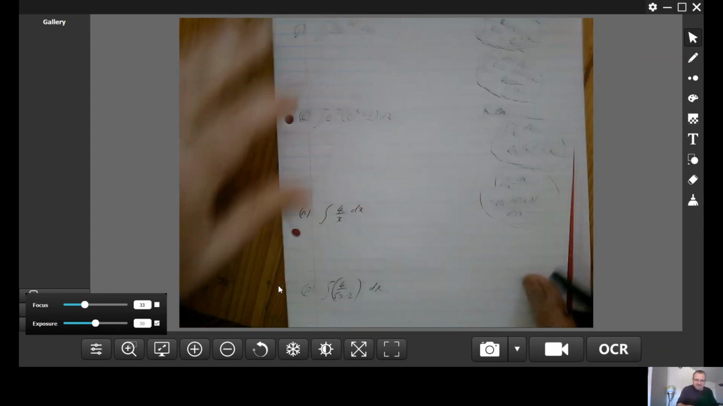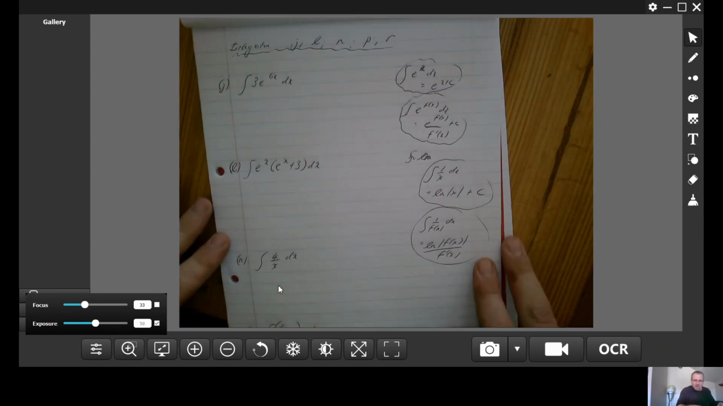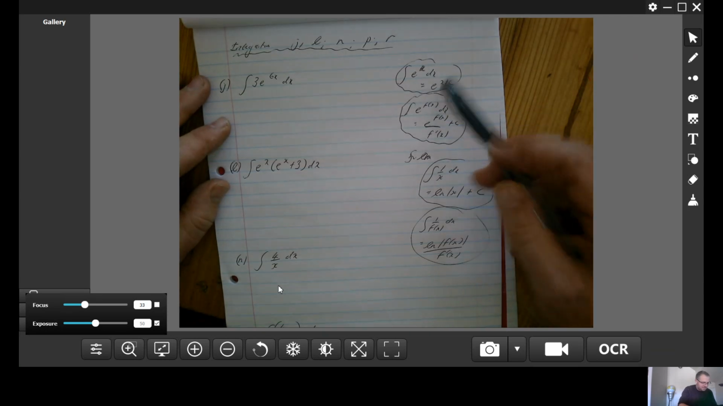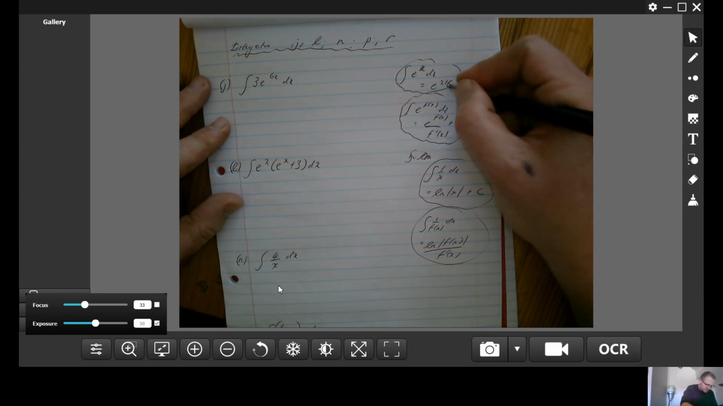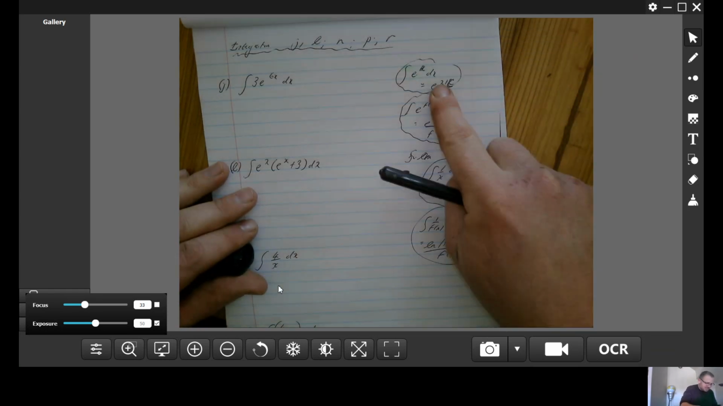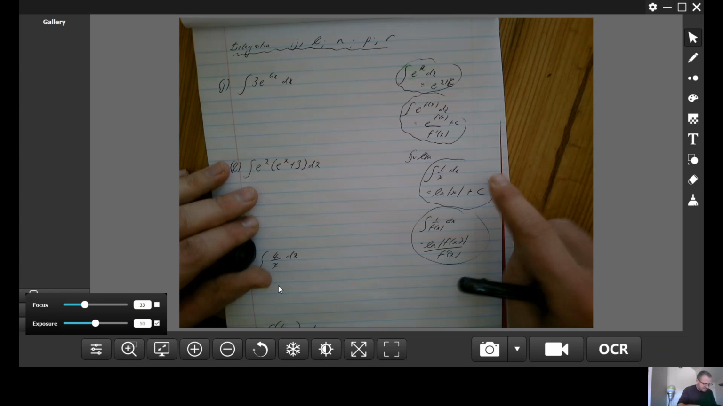If we look at integration, remember your basic laws of this. The integral of e to the x is e to the x plus a constant. That constant's at the bottom. That's the first thing over there. If I differentiate e to the x plus a constant, I'll just get e to the x.